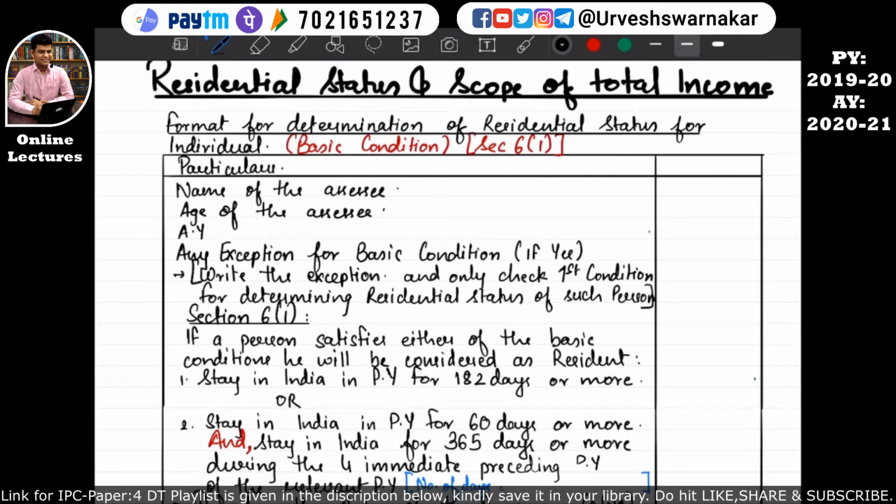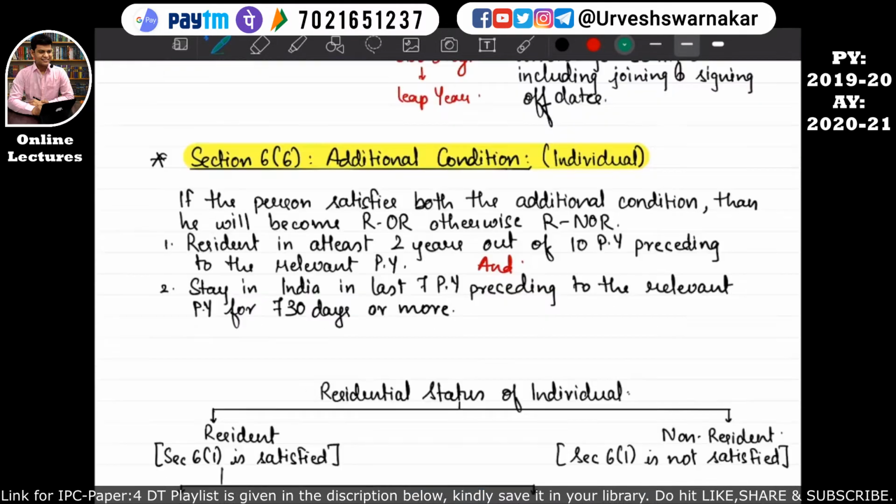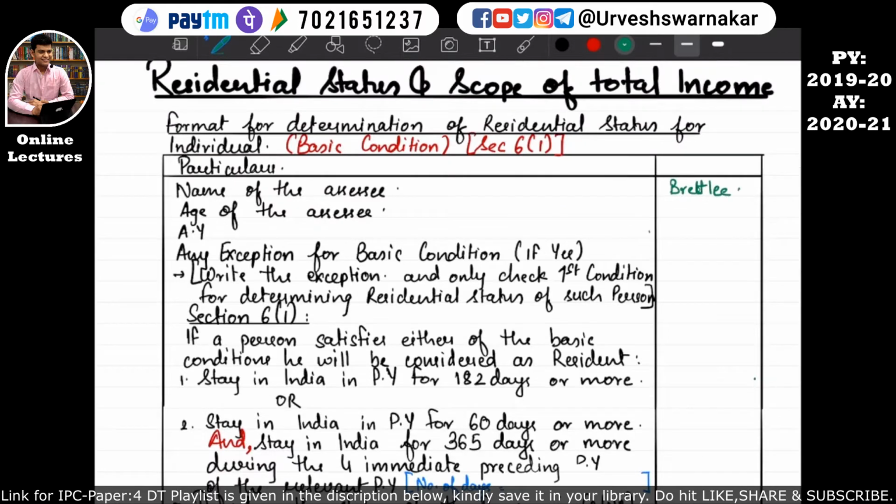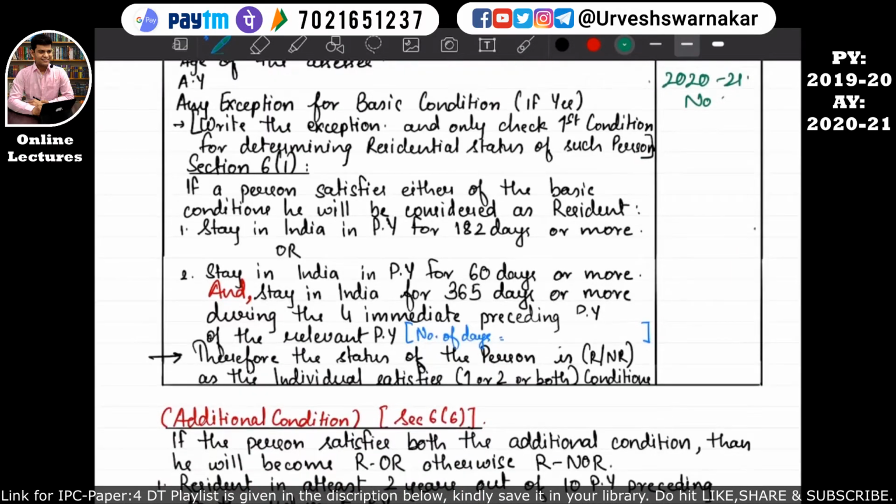Okay. So what is the name of the SSC? Brett Lee. Okay. Age of the SSC is not given, so it's fine. Assessment year is 2020-21. Whether there are any exceptions to the basic condition? No. So we'll move on to section 6 subsection 1.